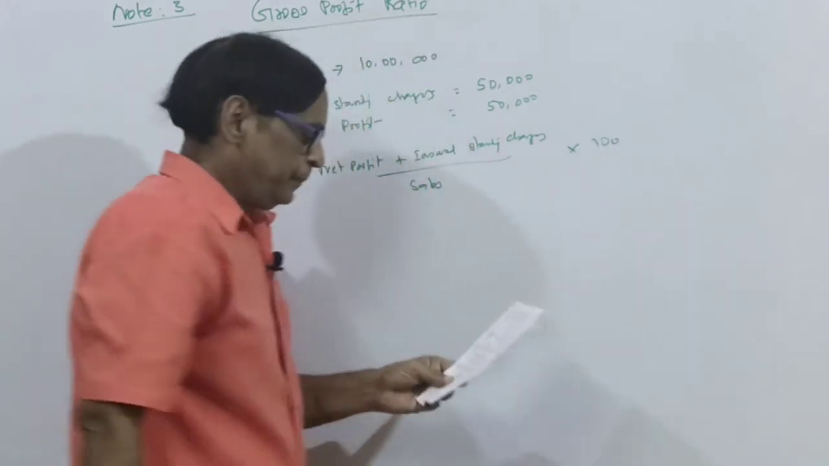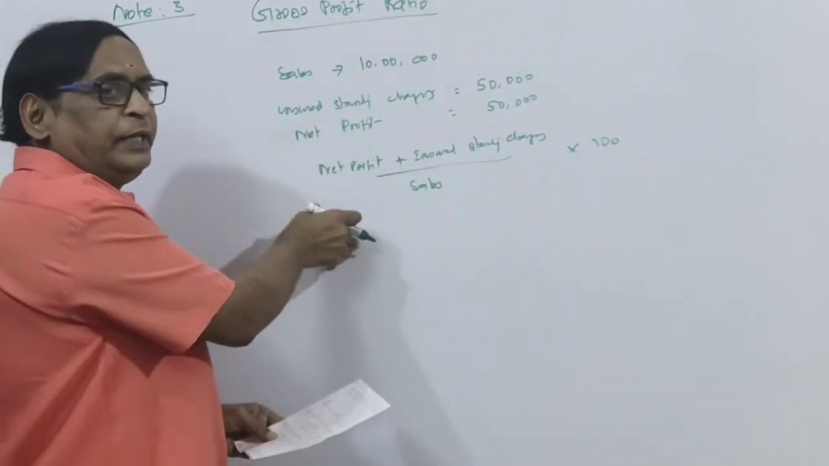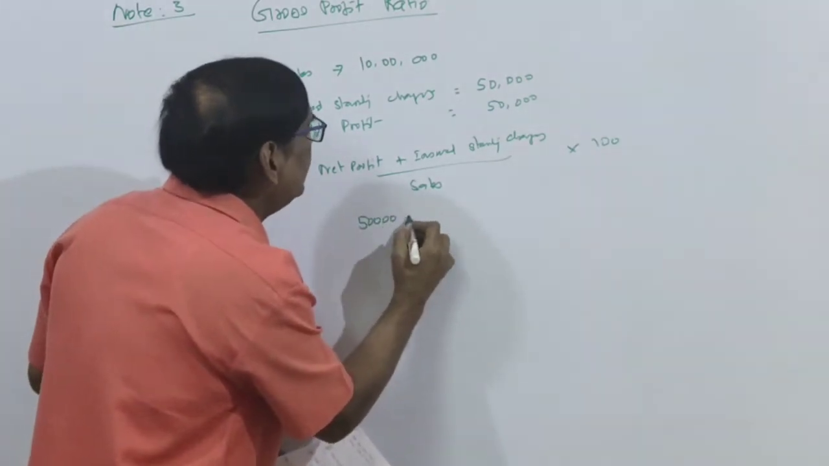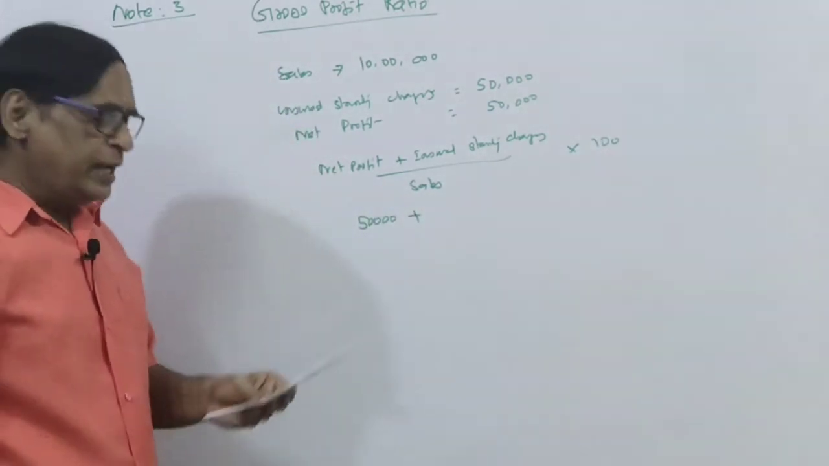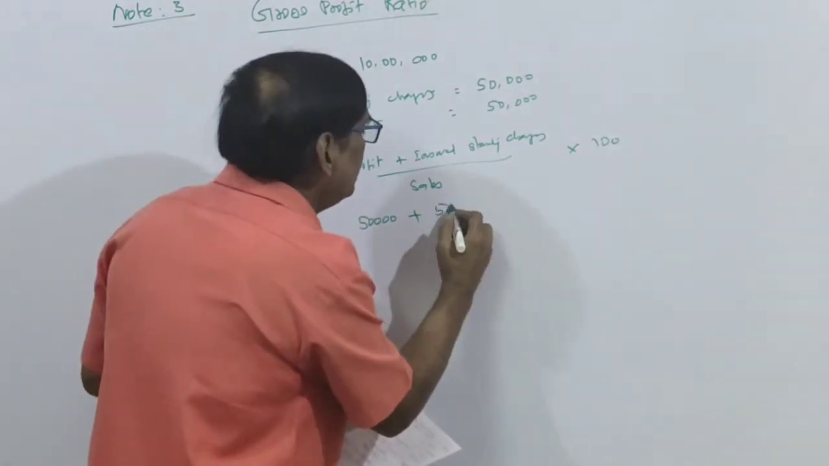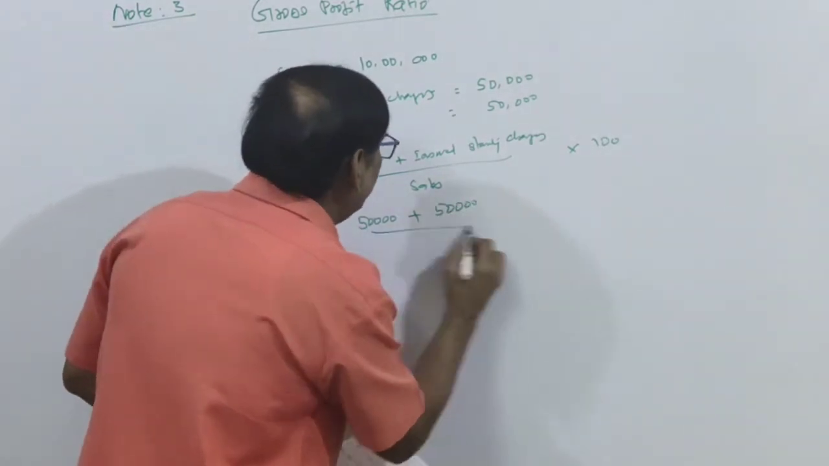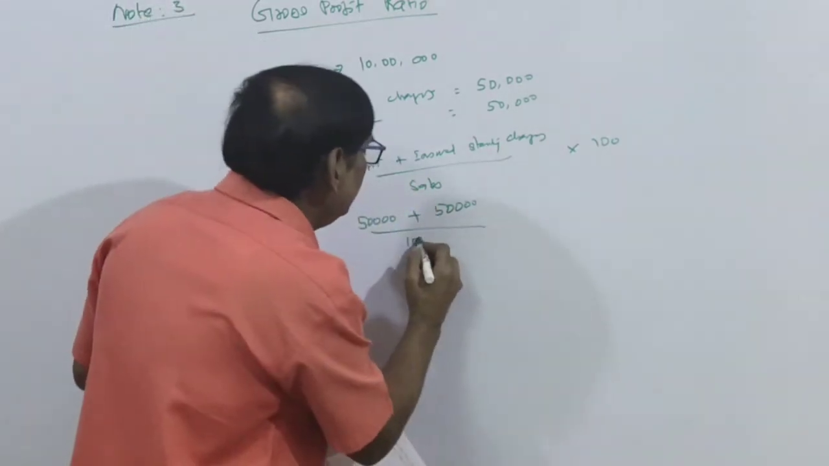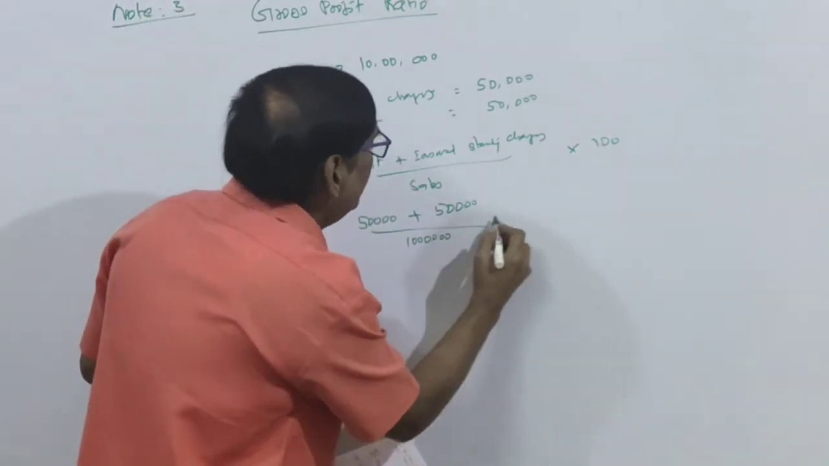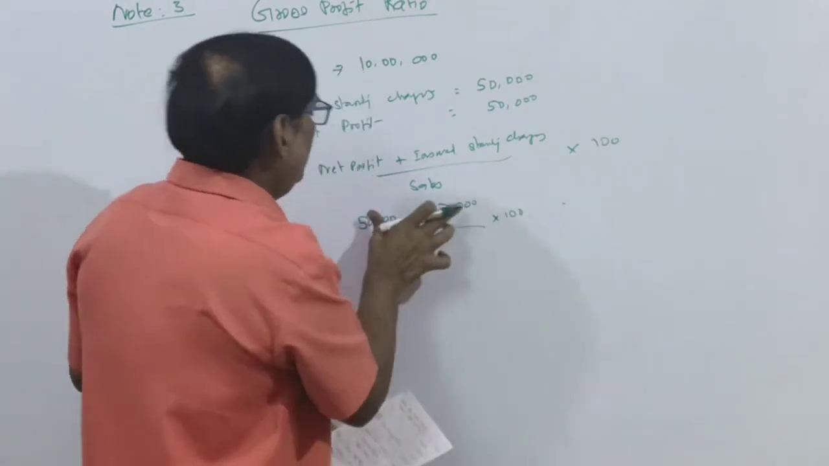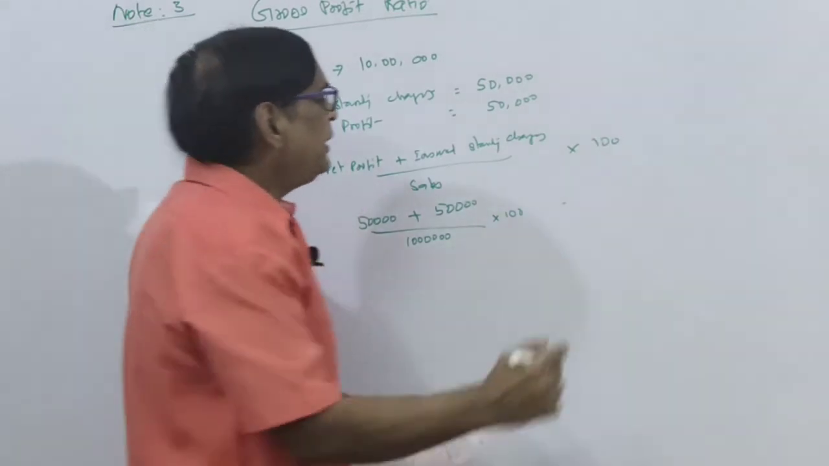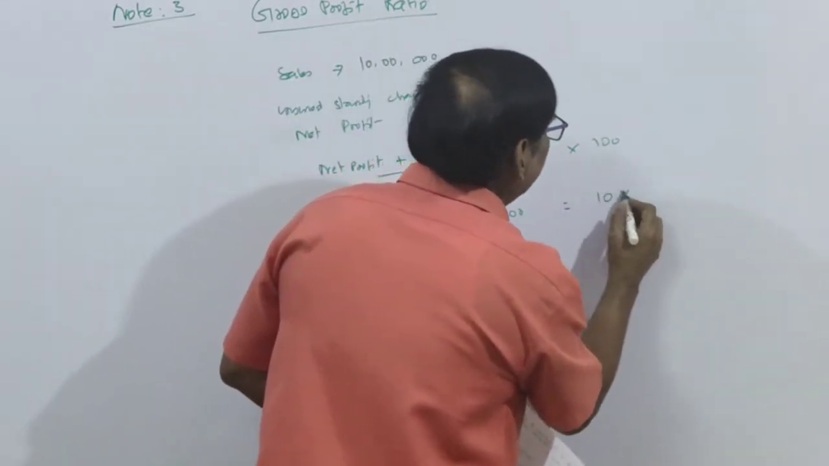This is the formula. As per the profit and loss account, net profit is 50,000 for the last financial year plus insured standing charges of 50,000 rupees, which is also given in the question. The sales pertaining to the last financial year are 10 lakhs, into 100. So it will come around 1 lakh. 1 lakh divided by 10 lakh into 100, that means 10%.